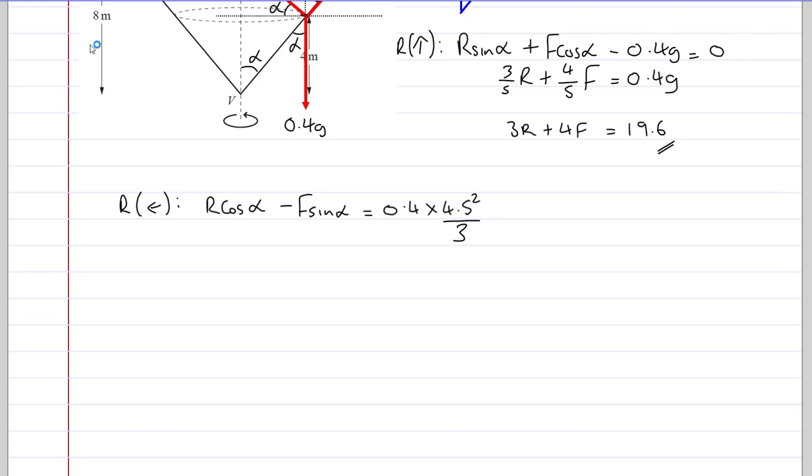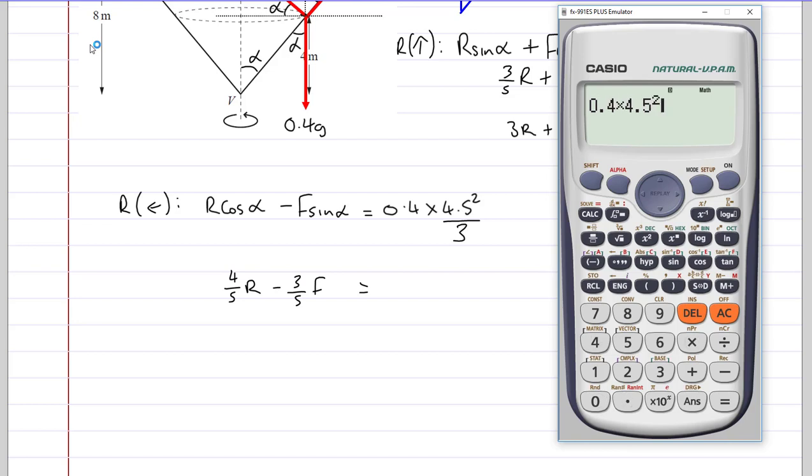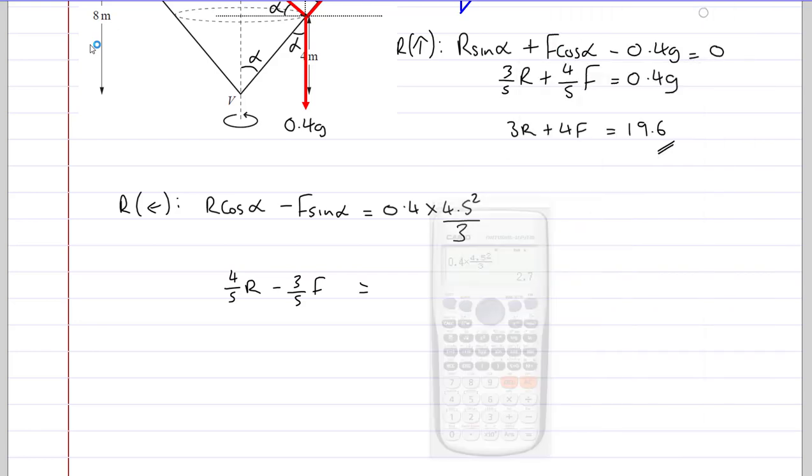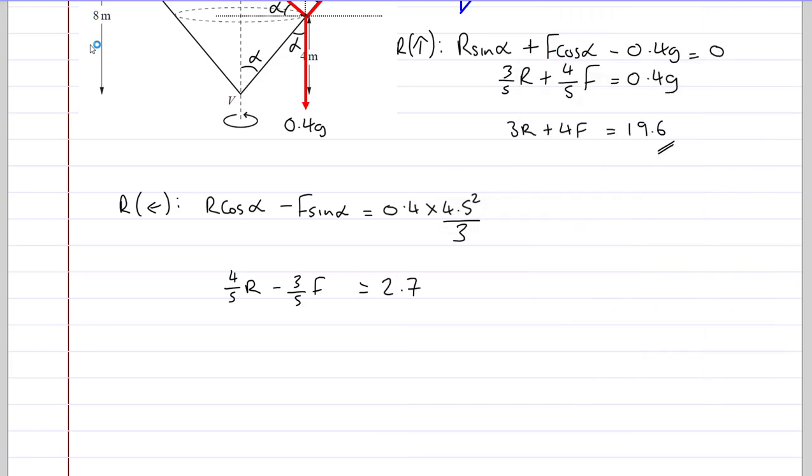If we sub our values in for cos alpha and sine alpha, we end up with 4/5 R minus 3/5 F equals 2.7. Multiplying through by 5 again gives us 4R minus 3F equals 13.5.